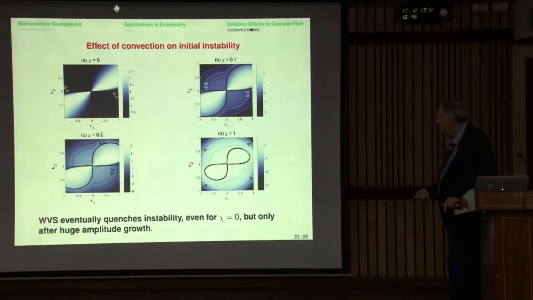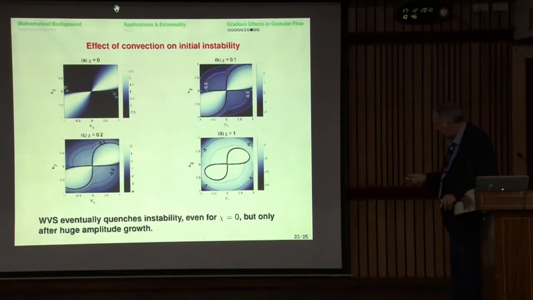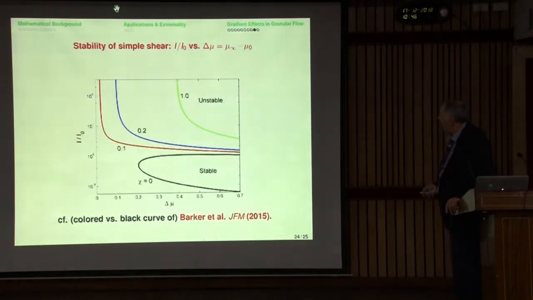And in fact, you can show that Kelvin wave vector stretching will eventually quench the instability. But in the meantime, the amplitudes can get very large. So this is not a terribly important effect. Here's a summary of the stability, using the diagram proposed by Barker and colleagues.